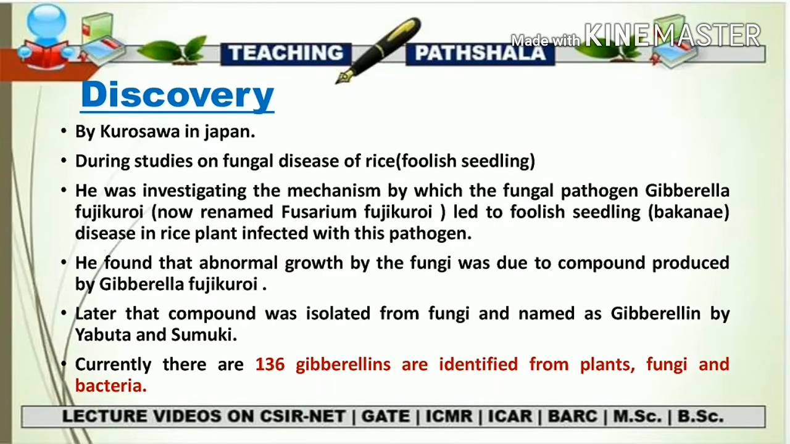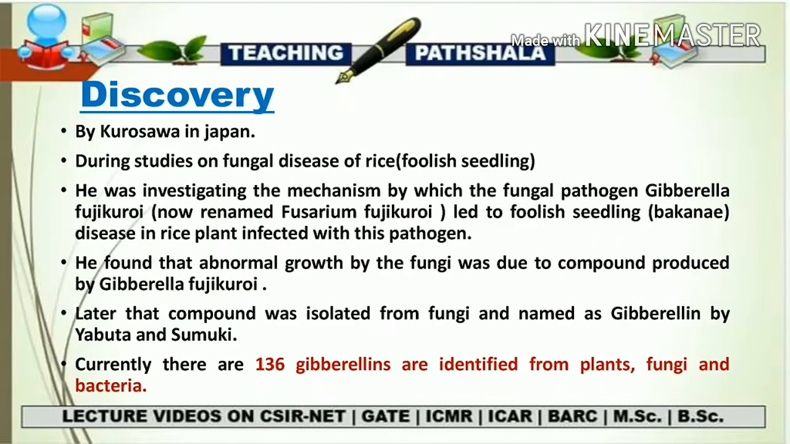In the initial time, this scientist, Kurosawa, was working on this disease. What he found was that the abnormal growth was due to a compound produced by Gibberella fujikuroi. That means in the foolish seedling disease, there is an abnormal growth in the overall rice plant, and he identified that this abnormal growth is just due to a compound produced by the fungus Gibberella fujikuroi.